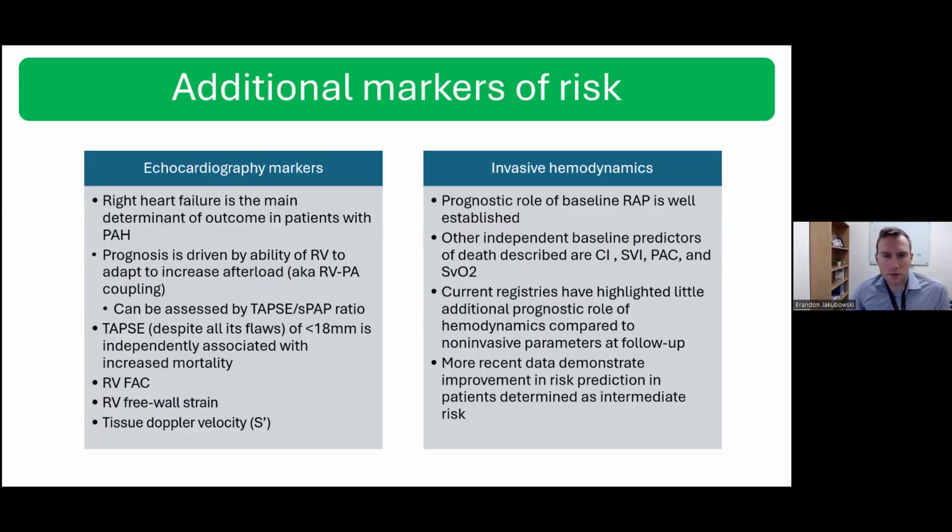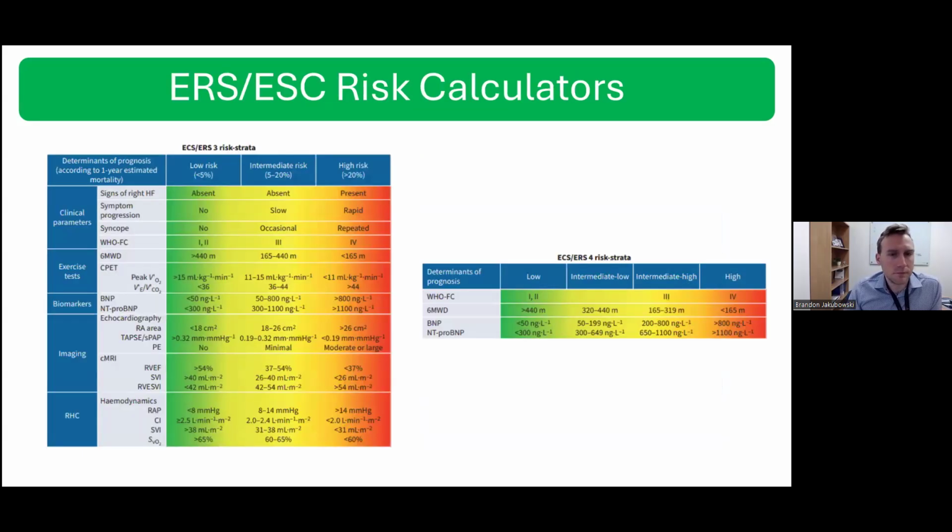Invasive hemodynamics we're often performing every 6 months to every 1 year, depending on patient progression. We know that the right atrial pressure is an incredibly helpful tool for risk stratification, as well as some of these other baseline predictors. But interestingly, current registries really have shown that serial hemodynamics aren't much help to additional prognostication compared to the non-invasive parameters I mentioned previously. This may change over the next couple of years as we have more data showing that in intermediate risk patients, this may actually be beneficial, but time will tell.